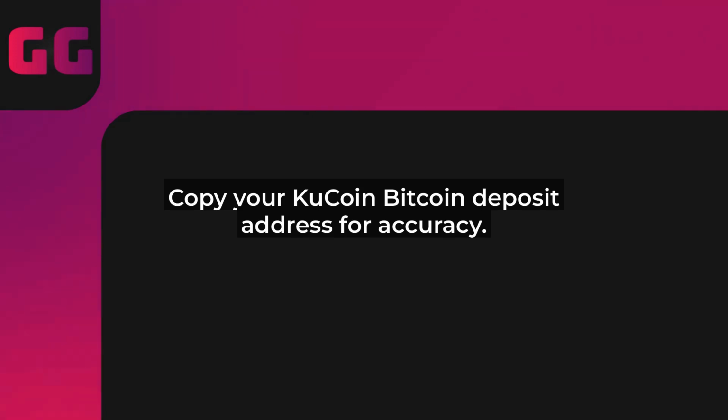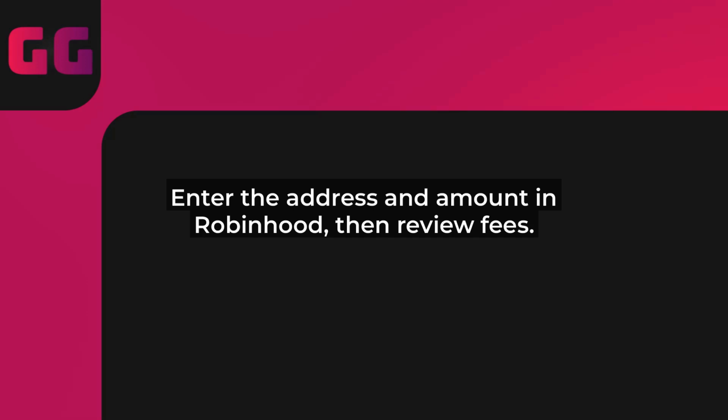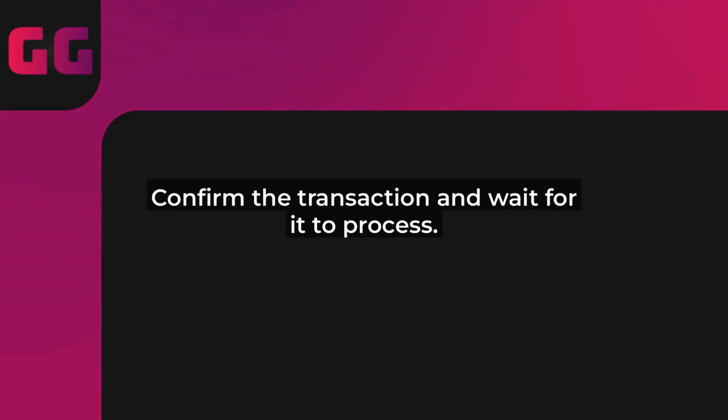to send. Remember, there might be network fees, so check those to ensure you're not overpaying. Before you hit confirm, review everything: the address, the amount, and any fees. Once you're sure, go ahead and confirm the transaction. You'll get a confirmation message from Robinhood, and it might take a few minutes to an hour for the Bitcoin to appear in your KuCoin wallet, depending on network congestion.